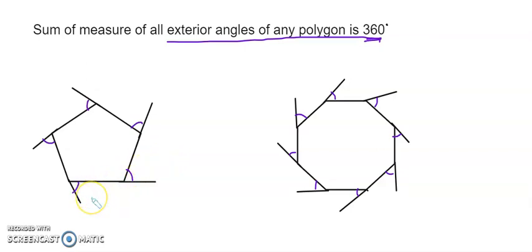So an exterior angle is the angle which lies outside the polygon. And then when you add them up, it's 360.